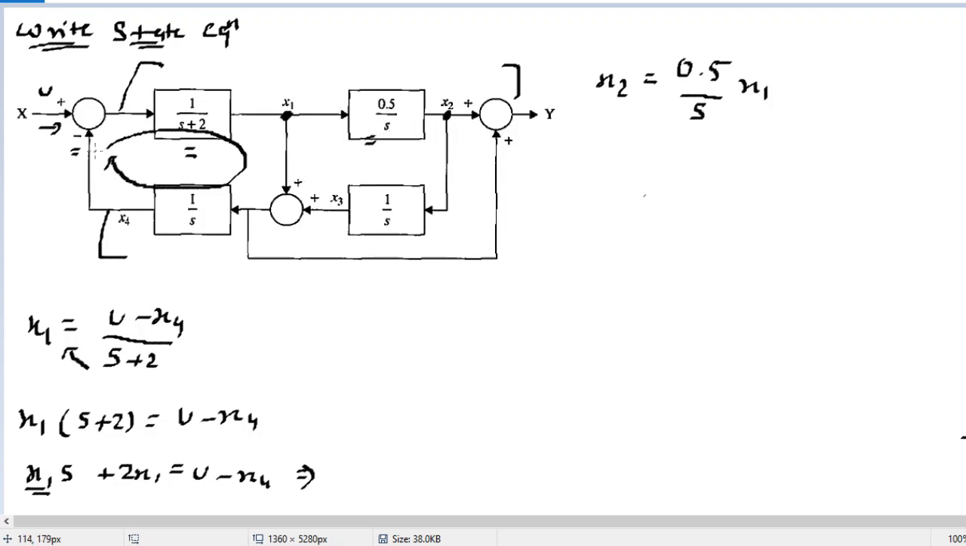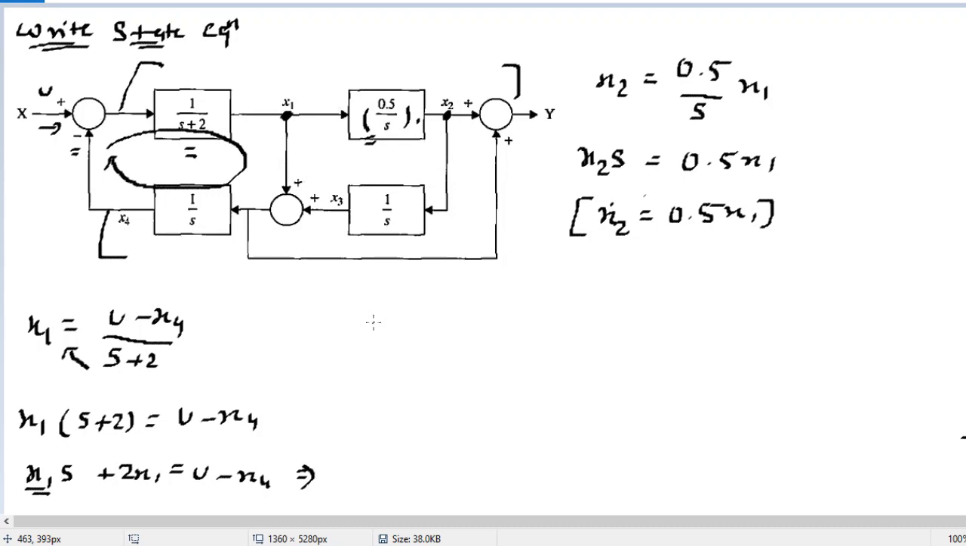We can calculate this box as 0.5 over s times x1, so it becomes s x2, which is the differential of x2. And this equation becomes x2 dot equals 0.5 x1.